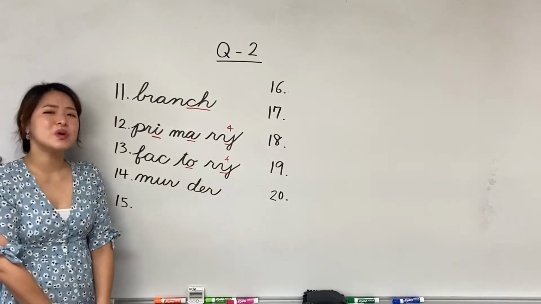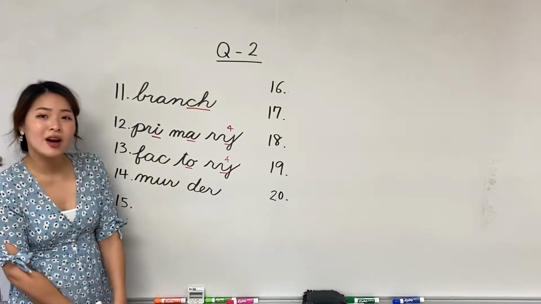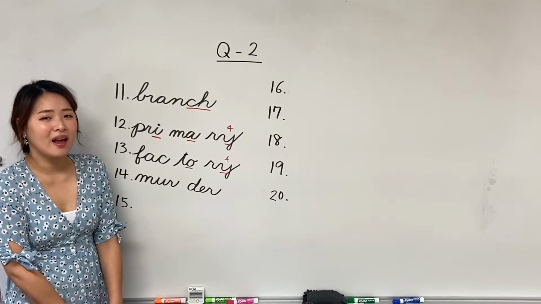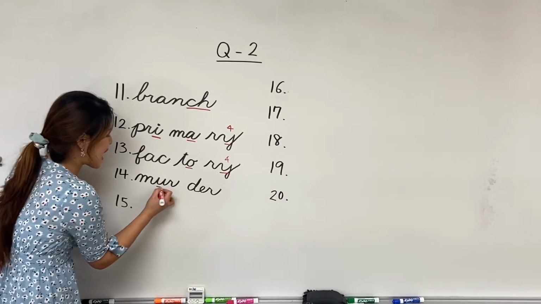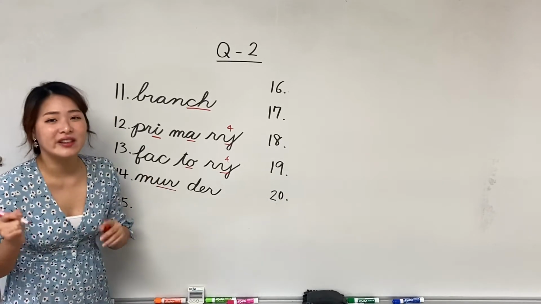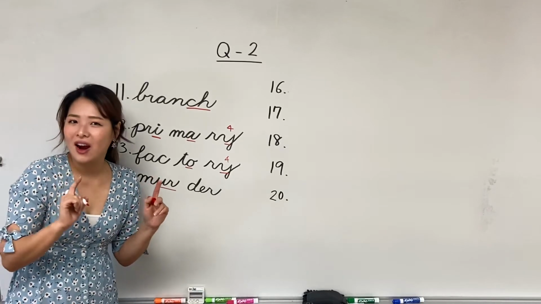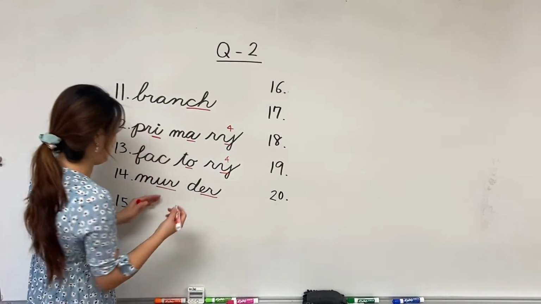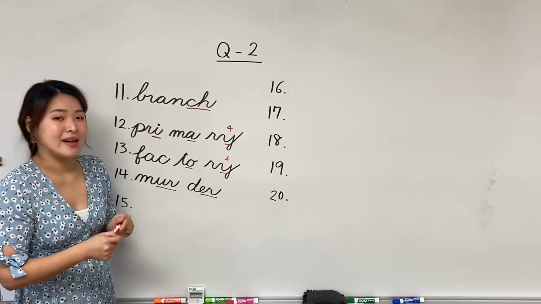Now what kind of rules or markings do we have in murder? Everyone, underline the ur as in church. And underline the er as in her. So we have 2 ers.